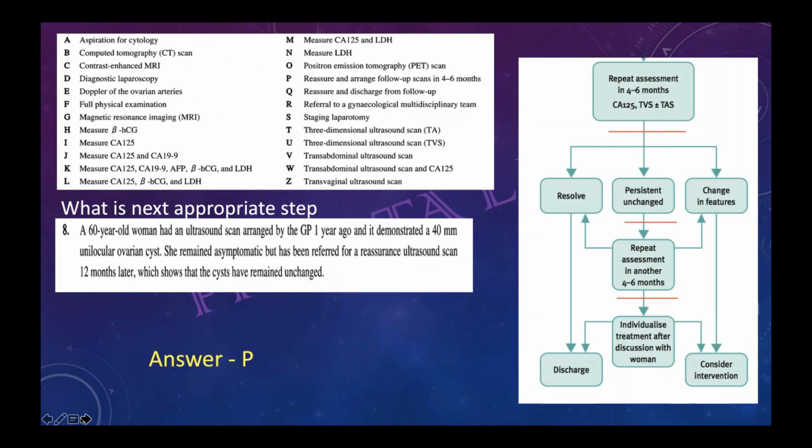No. For persistent, we should do surgery, but laparoscopic cystectomy option is not there, and laparoscopic BSO option is not there. Yes, so if it is persistent or unchanged, you have to individualize the treatment. Here, because 2 scans have already been done and in the 2 scans it is persistent, so repeat scan. After that, there will be another discussion with the woman about what to be done.